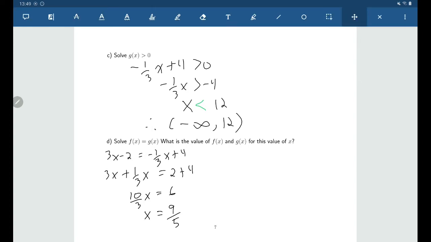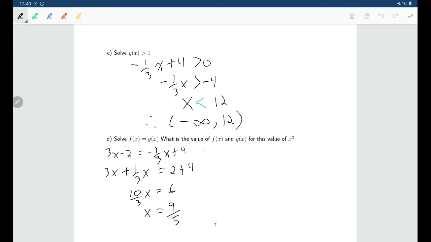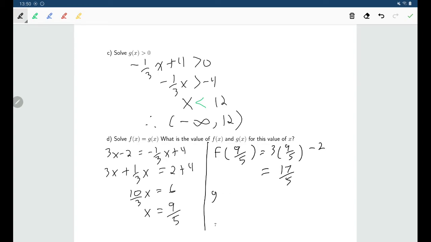So when x is 9/5, these two functions should have the same y value. And so the second part of the question, what is the value of f of x and g of x for this value of x? We want to know what's the corresponding y value. And you'll find out that f of 9/5, that would be the y value when x is 9/5, running that through your calculator, you'd find that that's 17/5. And you should get the same thing for g of x. g of x should also give you 17/5.